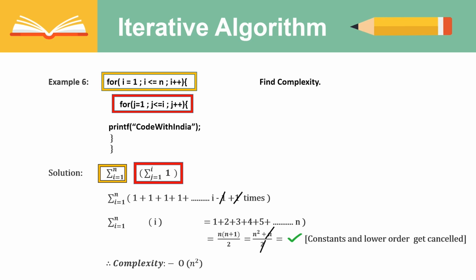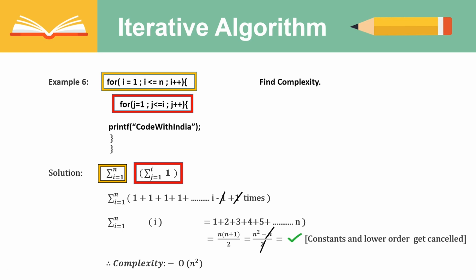Printf "Code with India" is a constant statement, so it is represented as 1 here. Now we have sigma i = 1 to n and sigma j = 1 to i of 1. We will solve this from right to left, meaning the red one will be solved first, then the yellow one. We can solve sigma j = 1 to i of 1 by writing it as 1 plus 1 plus 1 up to upper bound minus lower bound plus 1.